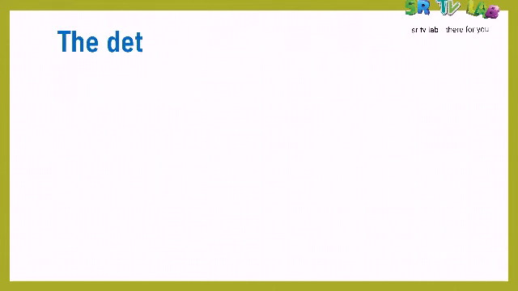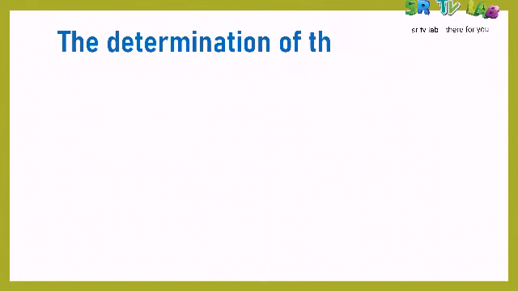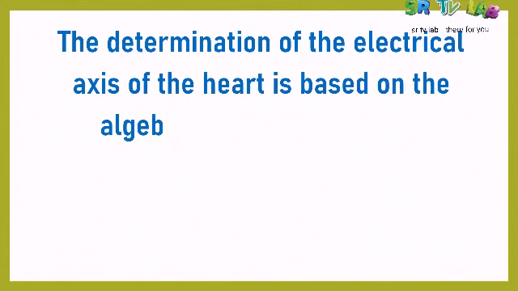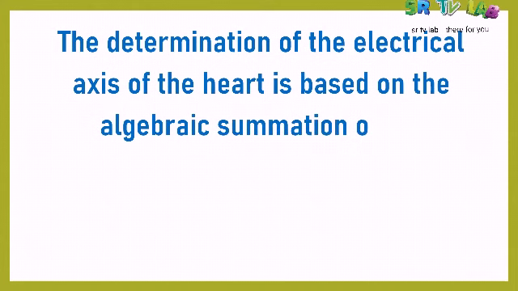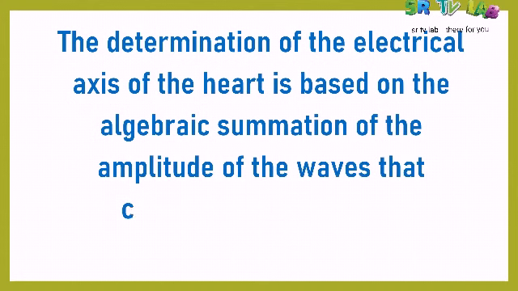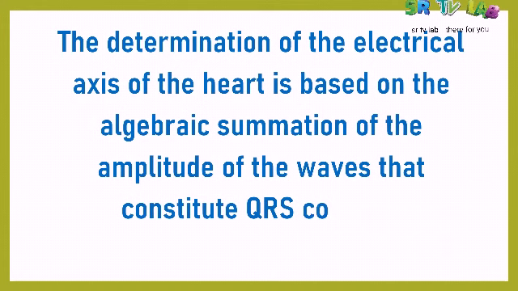Now, how to determine the electrical axis of the heart is based on algebraic summation of what? Of the amplitude of the waves. You know, the waves are the deviations found on the electrocardiogram that constitute the QRS complex. Do you get me? The summation of the amplitude of the waves that constitute the QRS complex. I think you know the waves that make up the QRS complex.